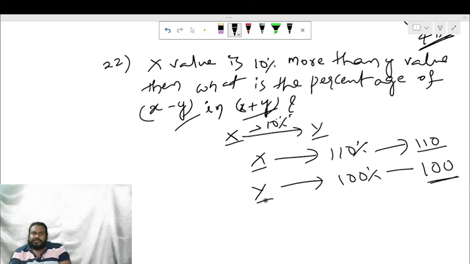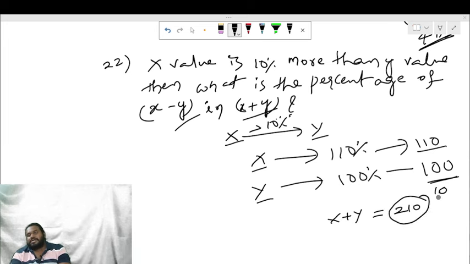Then he is asking what is the value of X minus Y. If you subtract X minus Y, you will get 10 here. What about X plus Y? X plus Y is 210. So he is asking what is the value of 10 in 210 as a percentage. So it means 10 by 210 into 100. The 0s get cancelled, so 100 by 21.